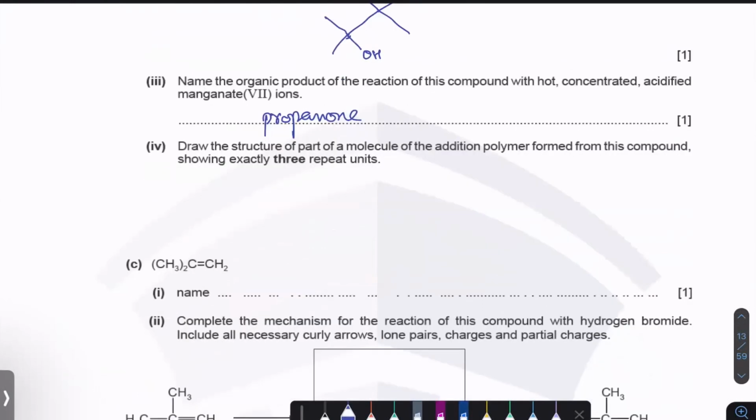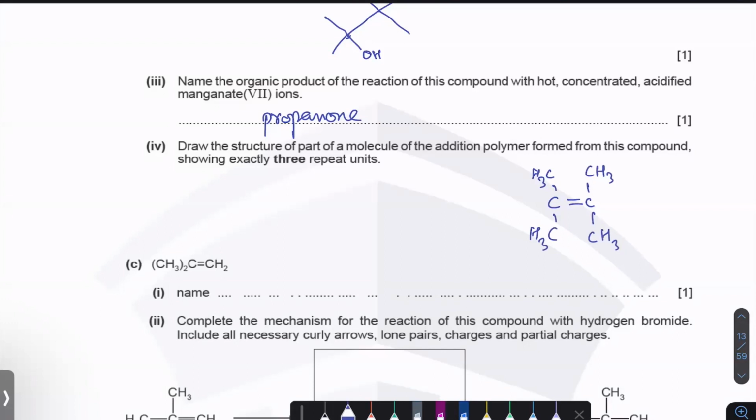Draw the structure of part of a molecule of the addition polymer formed from this compound. We saw making polymers. It was in the notes. I did not specifically address it because these are O levels topics. Make sure that you review the notes again if you haven't. First of all, when making a polymer, we bring it to standard form. This is how the standard form looks. So we have CH3 everywhere, so we write CH3.